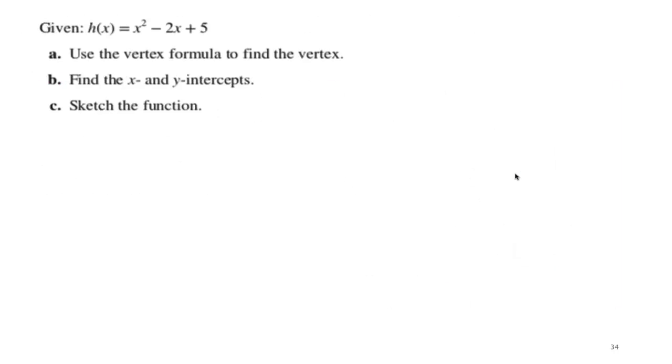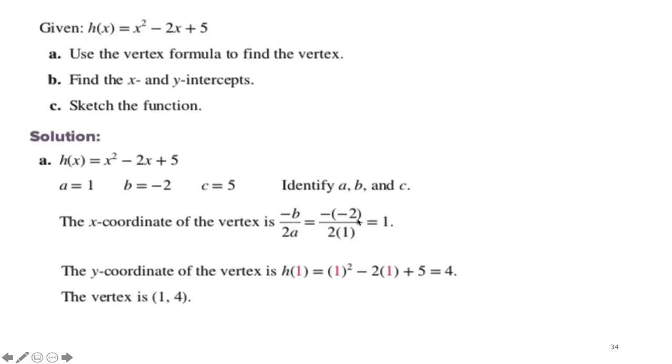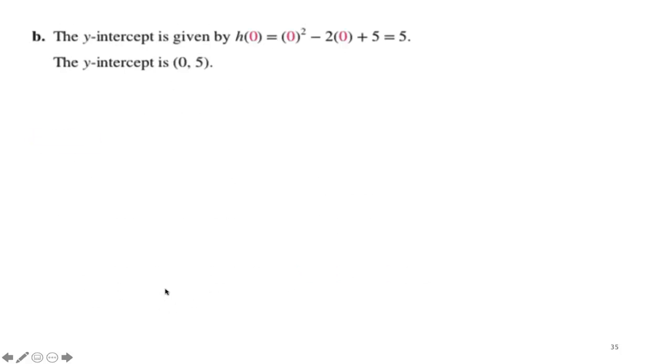Here's another one. Same thing. I'm going to apply the formula: the x-coordinate of the vertex is minus b over 2a. I get that x is 1. Plug 1 into the function to get 4. So the vertex is (1, 4). To find the y-intercept is very easy. Plug in 0, you get 5.